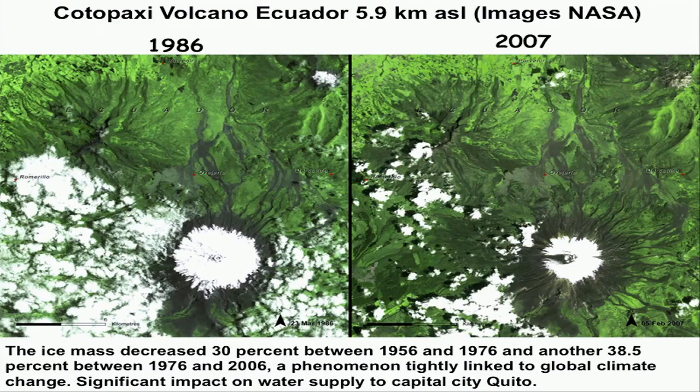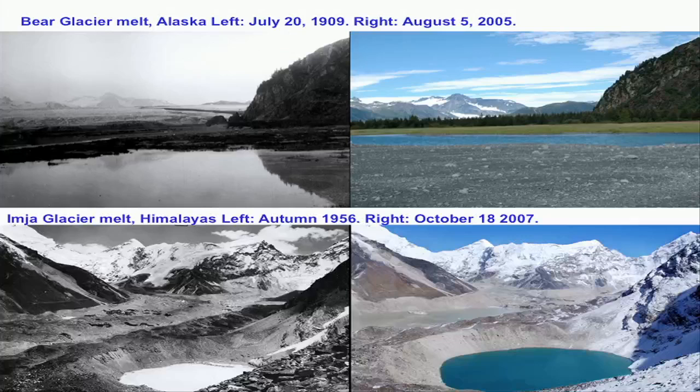Why is that important? Well, a lot of the cities, particularly the capital city of Quito, essentially rely on the ice melt from these glaciers to provide water supplies. And of course that's going to impact a lot of the communities in that area if those water supplies are going to decline at that rate over the next few decades.